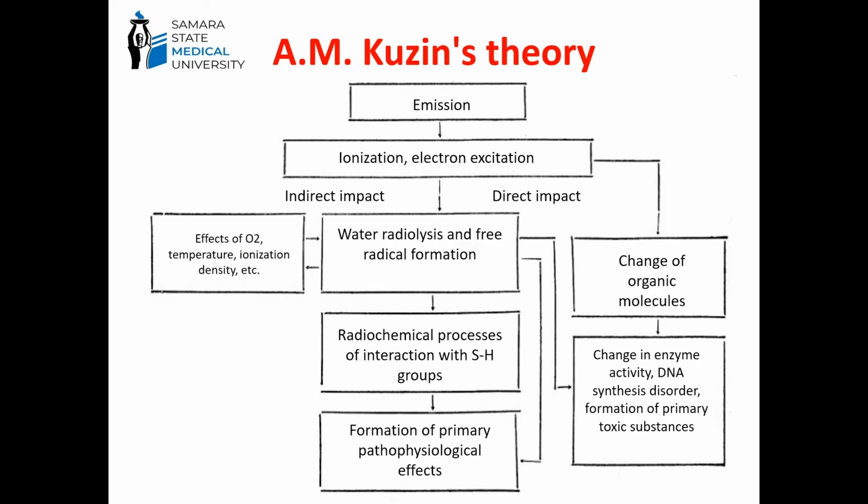Now you can see a scheme of action of radiation on the organism. At first, ionization and electron excitation occur. After that, there are two options of influence: direct and indirect impact. The direct impact of radiation is change of molecules, DNA, proteins and others. The indirect impact is realized by water radiolysis and free radical formation. It depends on oxygen, temperature, ionization density, etc. It leads to radiochemical processes and further formation of primary pathophysiological effects, and change of enzyme activity, DNA synthesis disorder, formation of toxic substances.